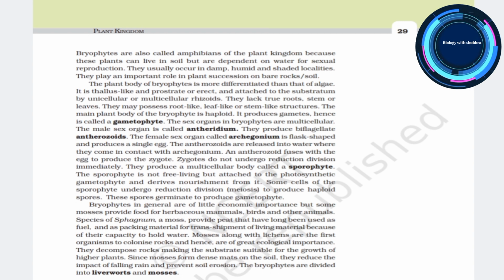The plant body of bryophytes is more differentiated than that of algae. It is thallus-like, prostrate or erect, and attached to the substratum by unicellular or multicellular rhizoids. Means it is attached to the soil by rhizoids. They lack true roots, stem or leaves. Their characters are in between the characters of thallophytes and pteridophytes. They may possess root-like, leaf-like or stem-like structures.